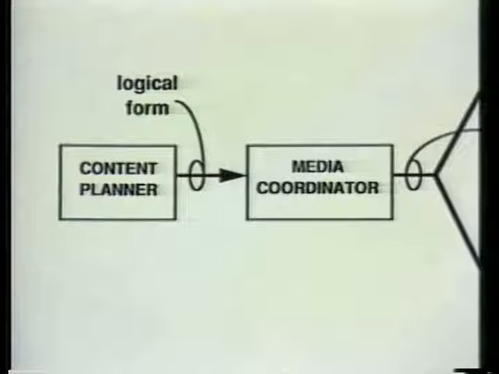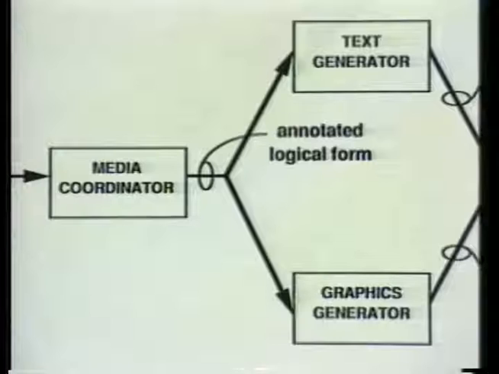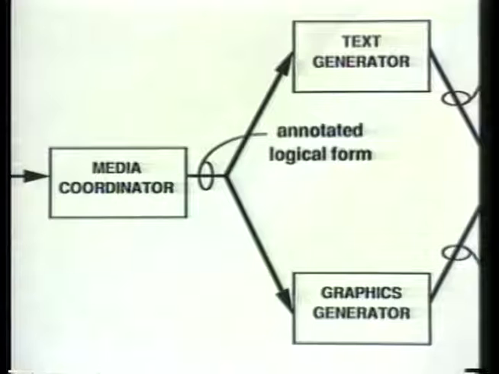The logical forms are passed to the media coordinator. The media coordinator determines which pieces of information are to be communicated in text and which in graphics. It refines the logical forms by adding directives that specify these assignments. Each annotated logical form is passed to a set of media generators. COMET currently has a text generator and a graphics generator. Each generator creates material in its own medium to express information that the media coordinator has assigned to it.